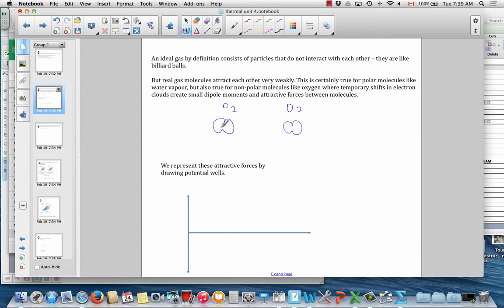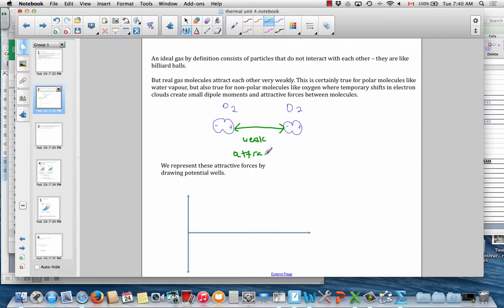And what'll happen is that a temporary shift in the electron cloud will make this end a little bit more negative and this end a little bit more positive. And that can induce a temporary shift in this electron cloud, where the electrons would be attracted to this end, and then you'll get a weak attraction between those two molecules. Now, that's not a very strong effect, but it is nonetheless present.